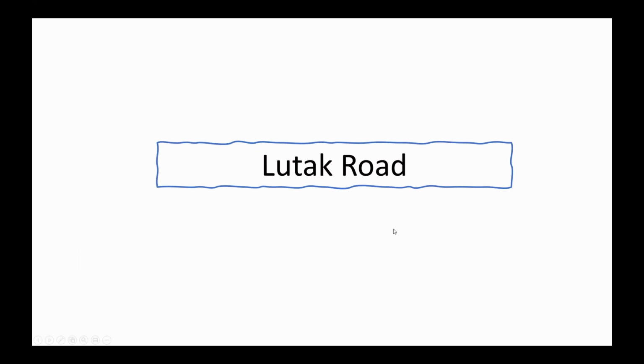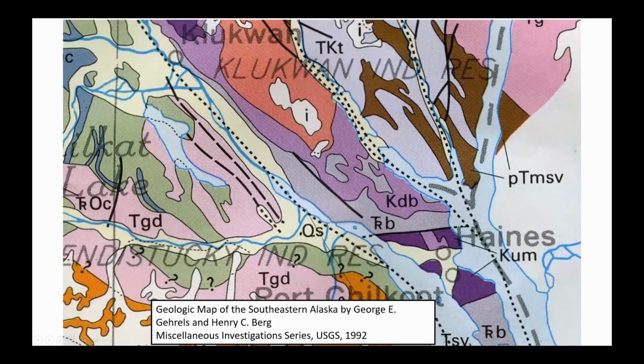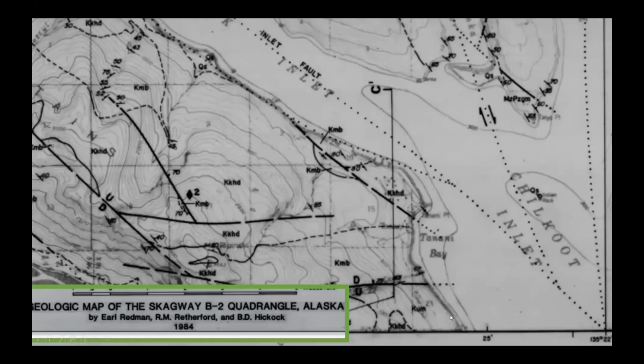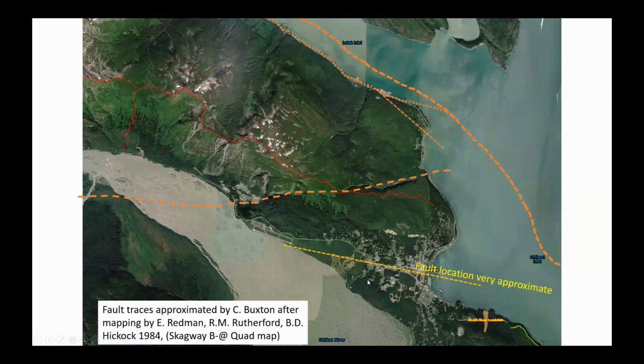Let's go up Lutak Road. Here's the geologic map that we have, not very detailed. So here's town again, and there's the road going out. Here's a little bit more detailed map done by Earl Redman and Rutherford and Hickok in the 80s. It's not colored. There's some faults and contacts. So I've kind of combined that information into a map on an aerial photo. So let's look at that.